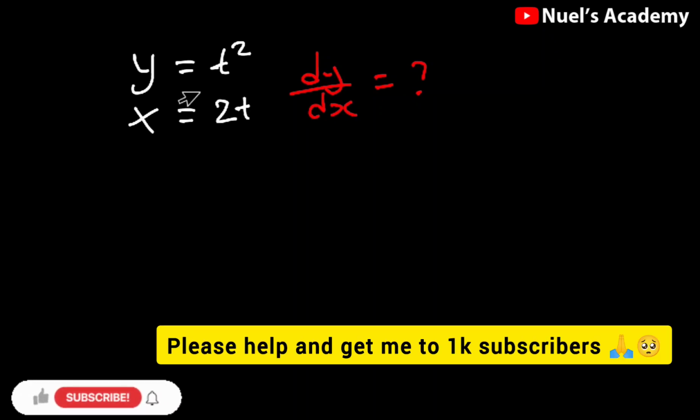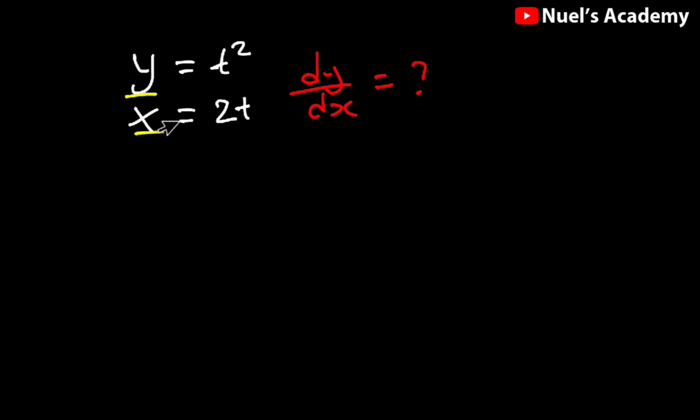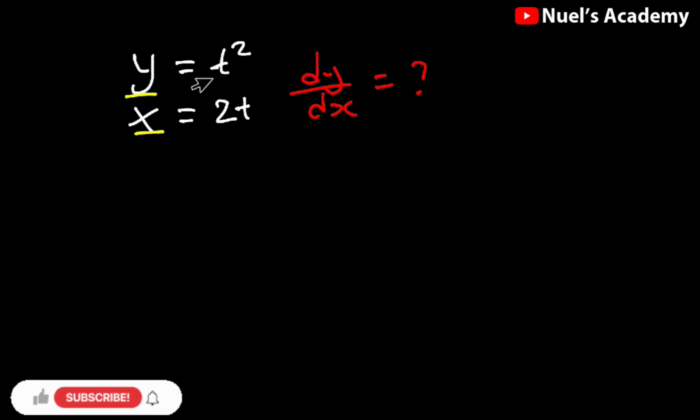In this lesson, we're going to be focusing on parametric differentiation. Now, if you're given two functions, say y equals t squared and x equals 2t, notice that we have two dependent variables here and one common independent variable. So how do we find dy/dx? How do we find the derivative of the function y with respect to the function x? That's where parametric differentiation comes in.